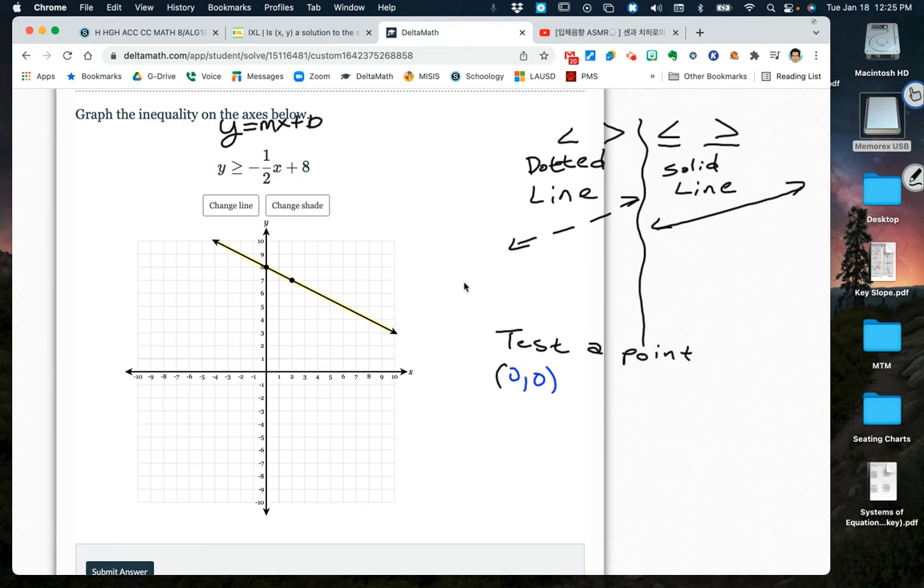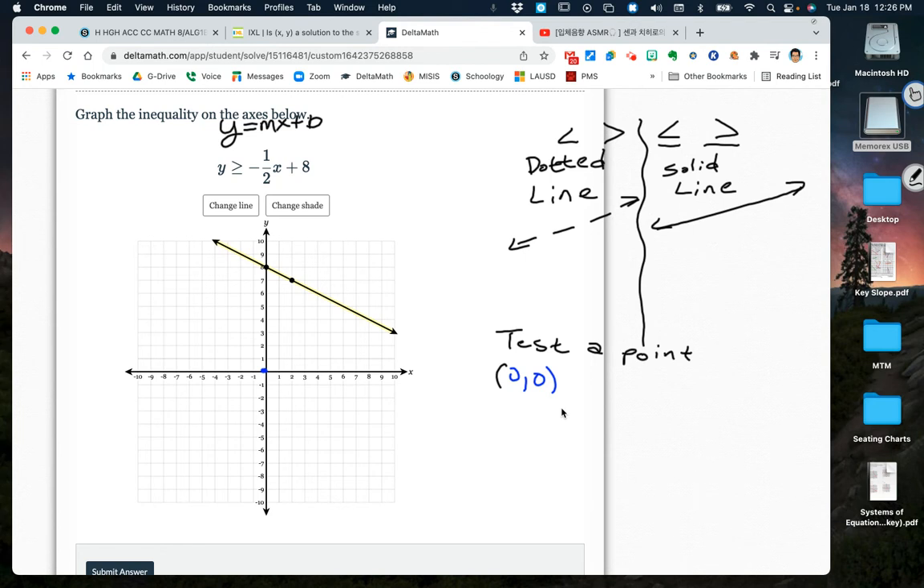And now, what kind of line do we want? Solid or dashed? We want a solid line. If it has the equal to part, it's solid. And now let's test a point. If it's available, meaning if the line isn't going through it, always try 0, 0 because zeros are magical.